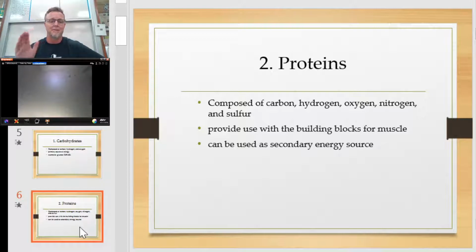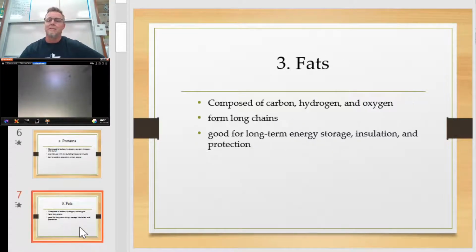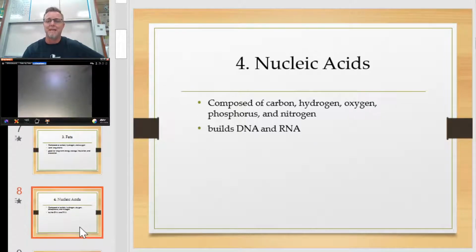Notice again, I call them organic, and the first atom on the list that makes these organic compounds up is carbon. Next one, fats, composed of carbon, hydrogen, oxygen. Fats are good for long-term energy storage and insulation. Definitely something that all living things have to have. Nucleic acids, DNA and RNA, are found in all living things. Carbon, hydrogen, oxygen, phosphorus, nitrogen are the atoms that make up nucleic acids.